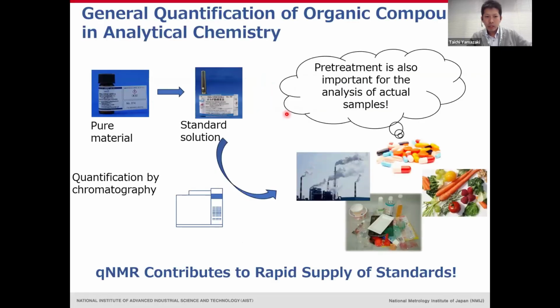Okay. So first of all, general quantification of organic compounds in analytical chemistry is shown here. Normally, pure material is evaluated at first, standard solutions are prepared, and quantitative analysis is performed on these standards. So with this scheme, traceable evaluation needs time and cost. In this situation, qNMR contributes to rapid supply of standards.